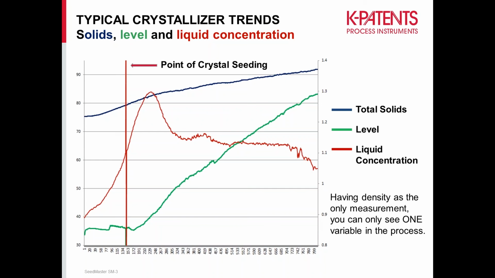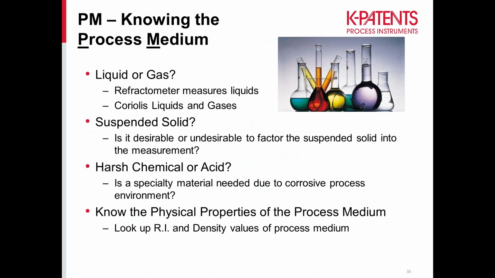Is the material itself harsh, a chemical, or an acid material? Then what you need is specific materials for that corrosive process environment. But you also want to look up the physical properties of those process mediums. So it's very useful to look up the RI and density values of a process medium.